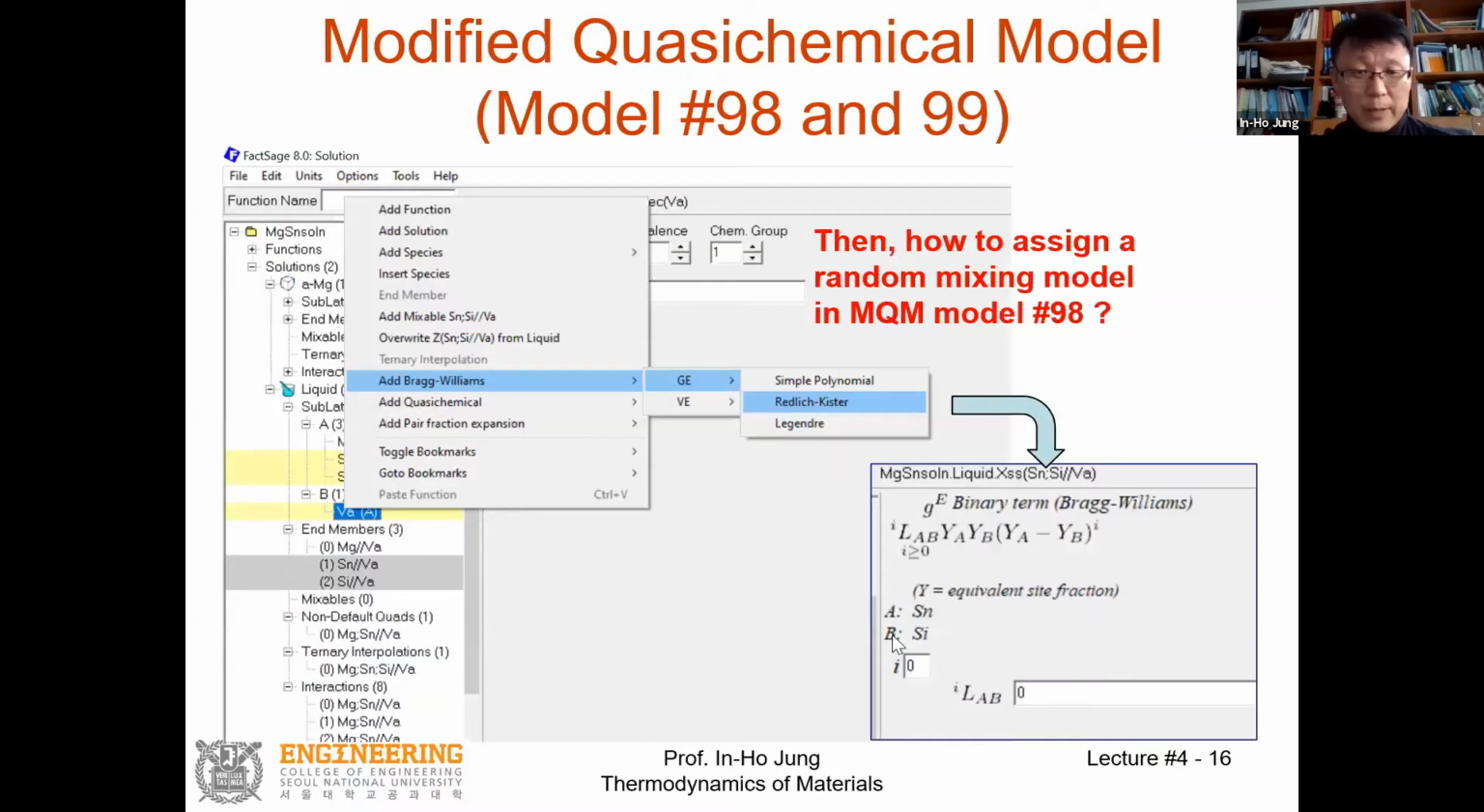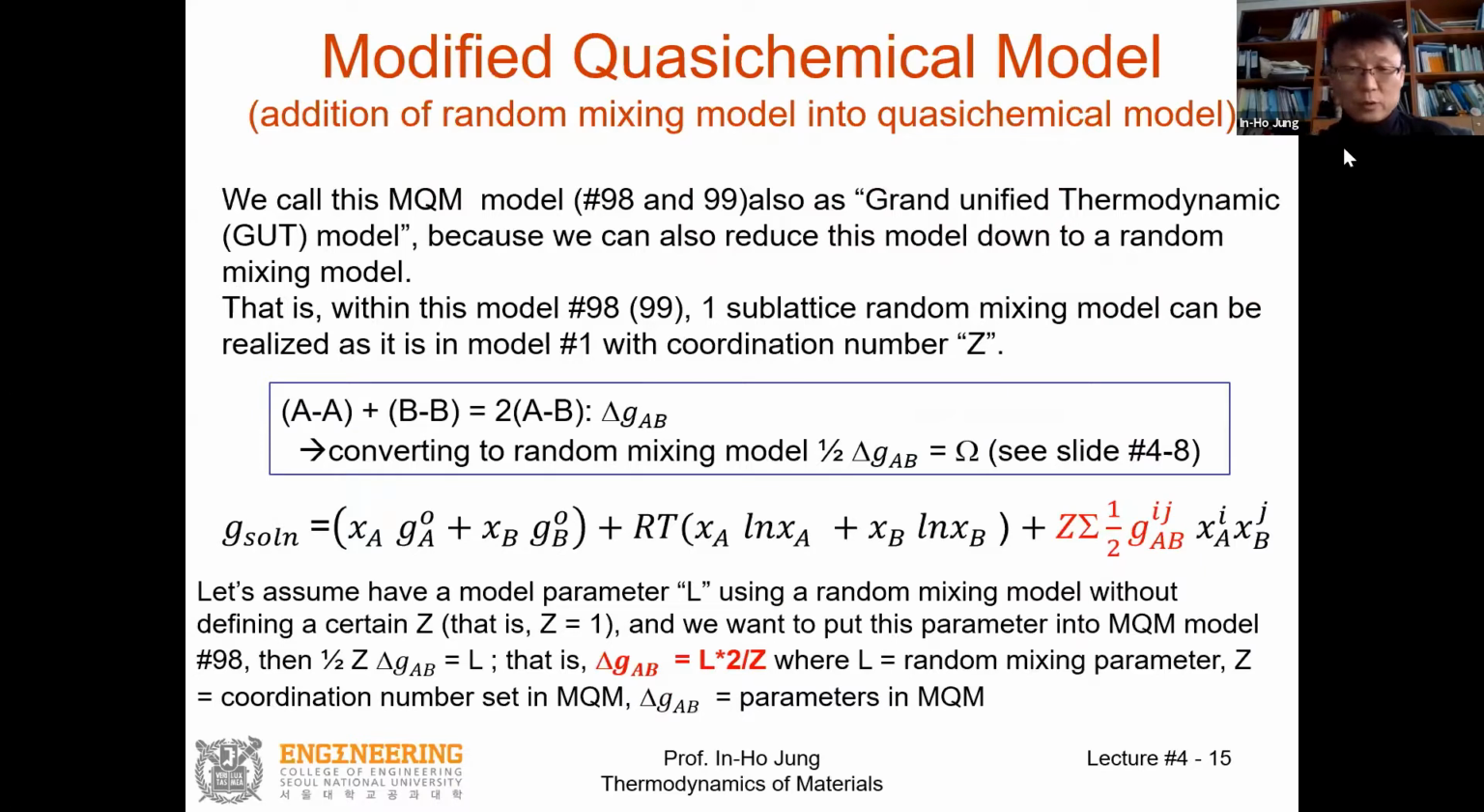We tried to make this solution last time, but we could not finish it. We tried the silicon-tin binary liquid alloys, do you remember the silicon-tin binary system we tried last time? I said that we have to divide the L value by the Z number, the coordination number. Z was 6. Then we enter that number into the random mixing parameter in the quasi-chemical model, and you get the same result as the random mixing model. Do you recall this? But when we tried that, it was not working.